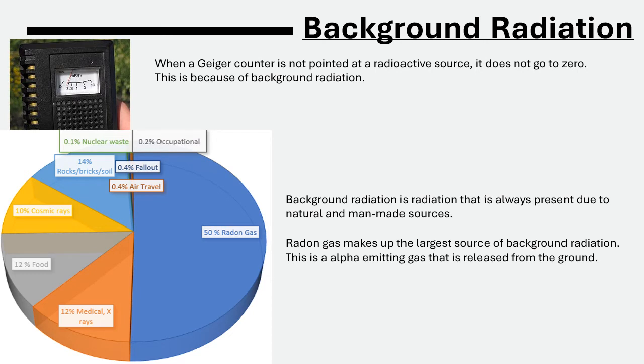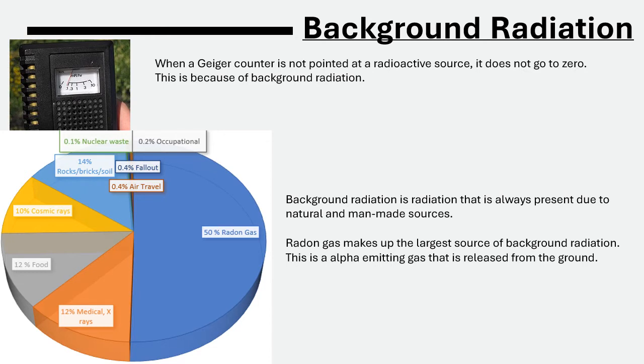When a Geiger counter is not pointing at a radioactive source, the count rate does not go to 0. This is because we're still detecting radiation. Now we call this radiation background radiation. So background radiation is any radiation that is always present due to either natural or man-made sources.